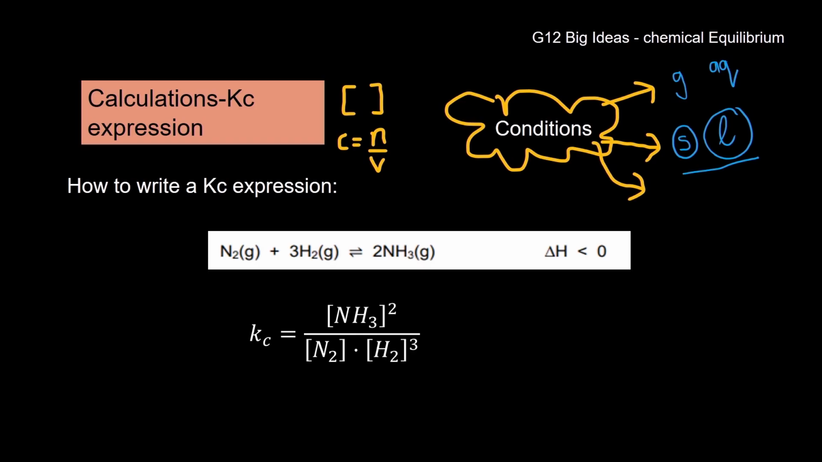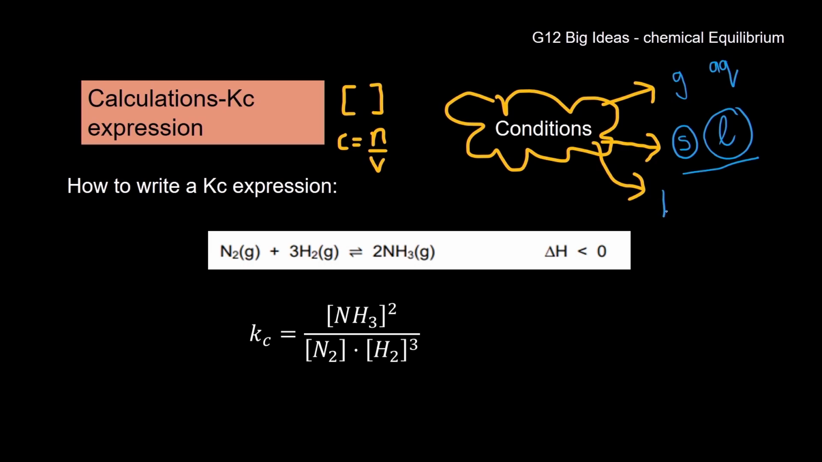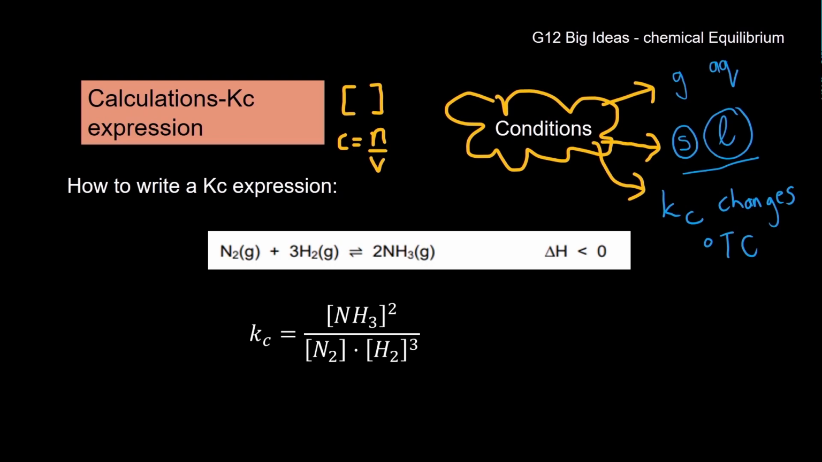Now, Kc for a chemical equation that has reached equilibrium will be the same unless the temperature of the system is changed. So Kc only changes with temperature. So if temperature is increased or temperature is decreased, then the Kc value is going to change. Otherwise, nothing will make that Kc value change. It is constant.